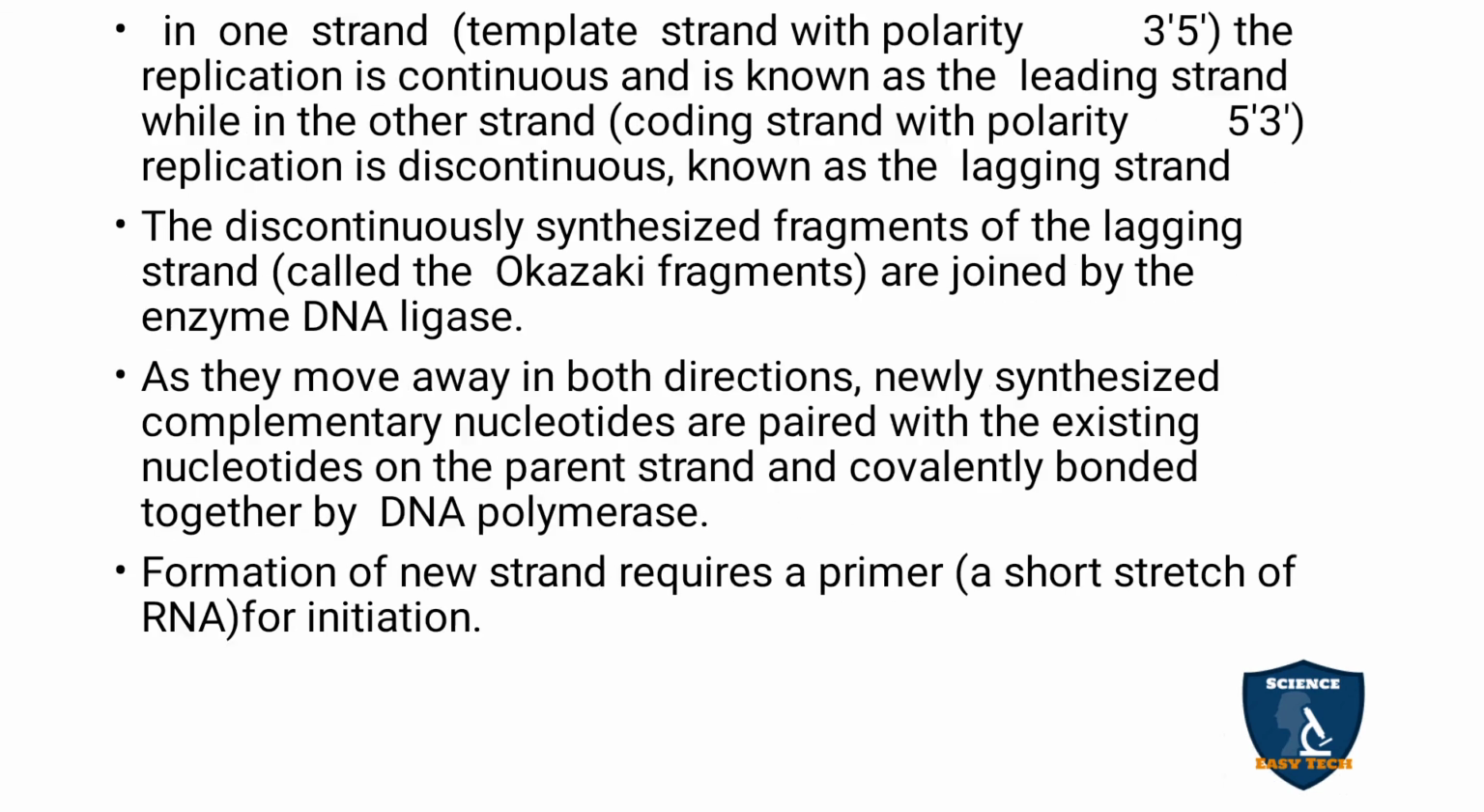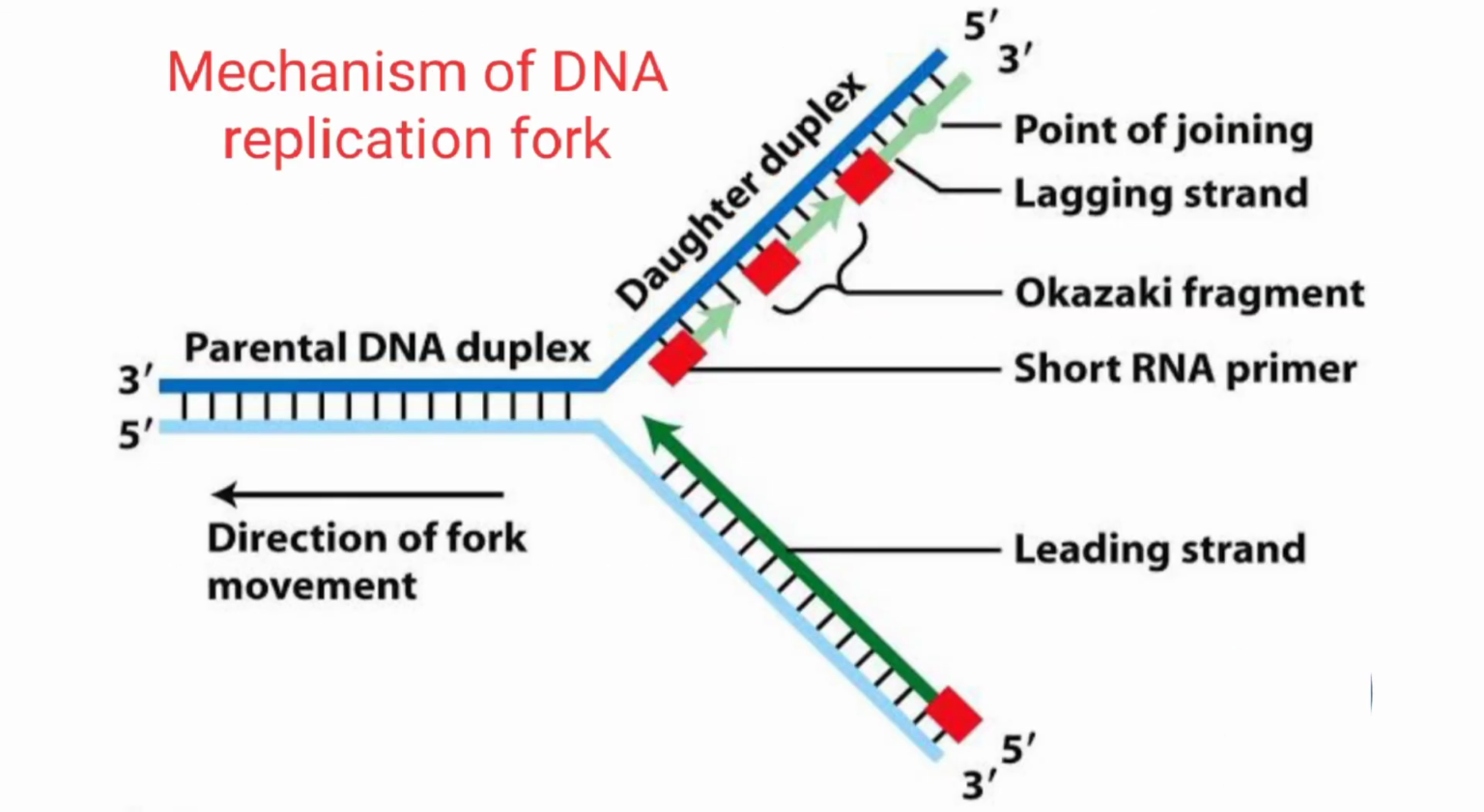Now I will explain, with the help of what you have already seen in your botany, the mechanism of DNA replication and the fork. So this is the DNA strand, that is the parental DNA duplex. Duplex is double stranded. When the helicase is put here, the winding is removed, that is, unwinding takes place, and the two parental strands are separated.